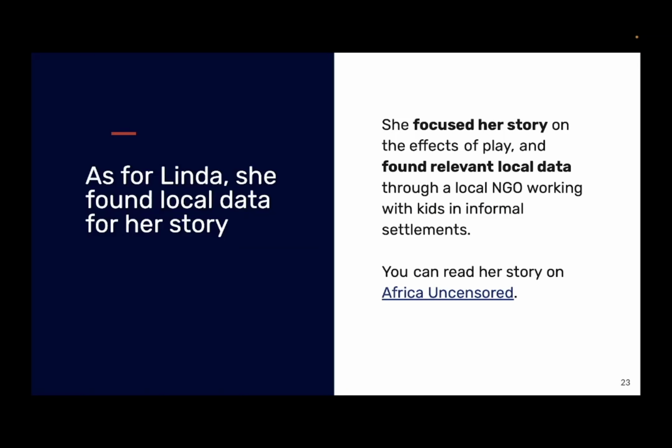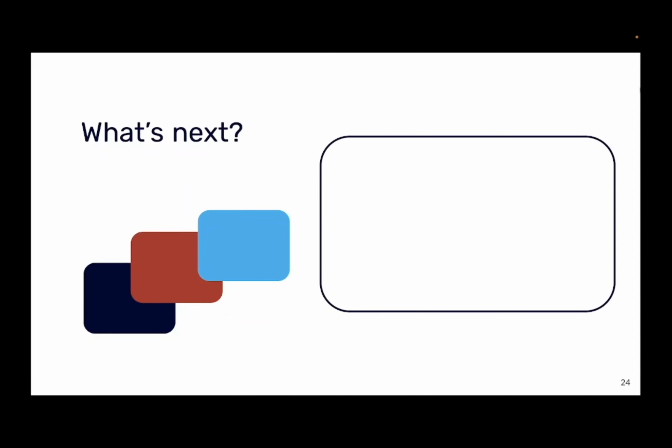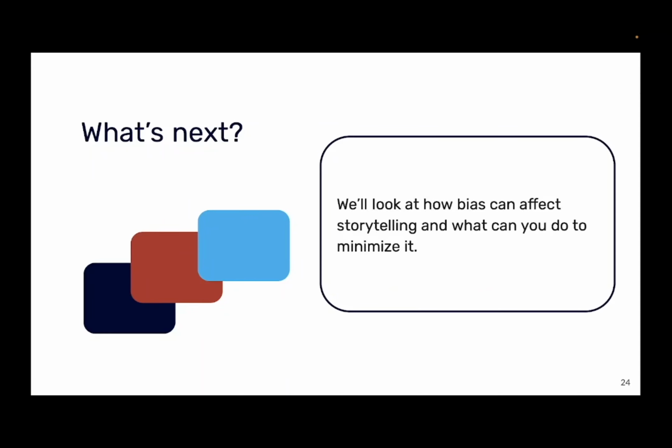As for Linda, she found local data for her story. She focused her story on the effects of play and found relevant local data through a local NGO working with kids in informal settlements. You can read her story on Africa Uncensored. What's next? We'll look at how bias can affect storytelling and what you can do to minimize it.